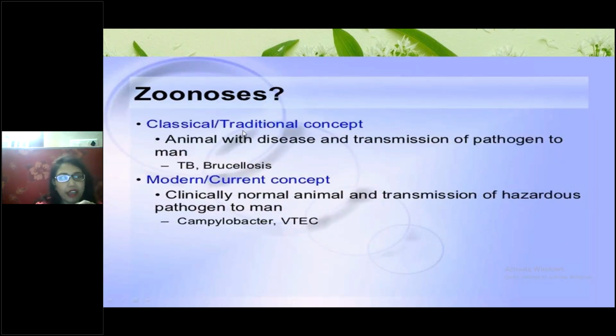The classical or traditional concept of zoonosis is that an animal with a disease transmits the pathogen to man, for example tuberculosis, which has bovine origins, or brucellosis, which we have already discussed. But the modern or current concept is that there can be a clinically normal animal, and the transmission is there of a hazardous pathogen to man. So it can be Campylobacter or verotoxigenic Escherichia coli. So we never know. The animal may be clinically normal. They may not suffer from the disease, but they may be harboring that particular pathogen.